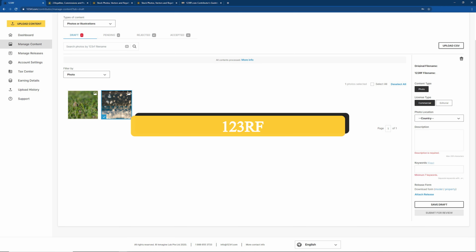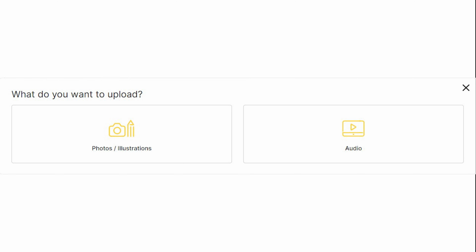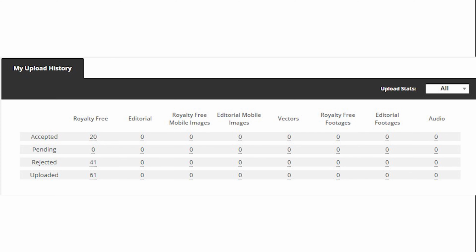123RF. 123RF is very easy to use, and it kinda reminds me of Adobe Stock, just that it doesn't have that ranking thing, so the keywording is a bit faster. You can upload stock and editorial photos, illustrations, vectors and audio. For me, 123RF has an even lower acceptance ratio than Alamy. They have accepted only 32% of my images.